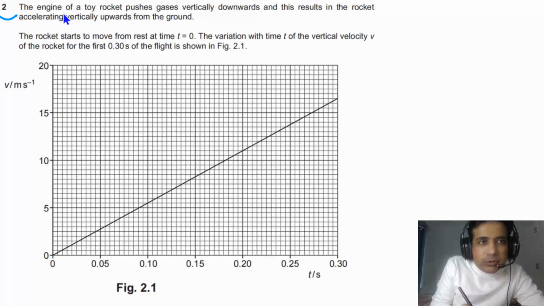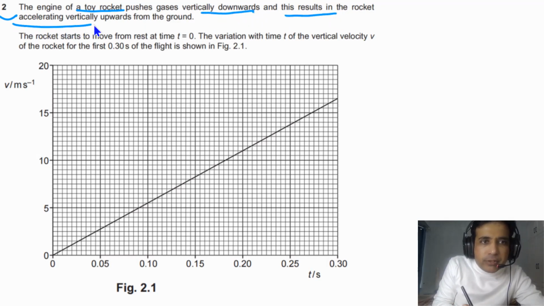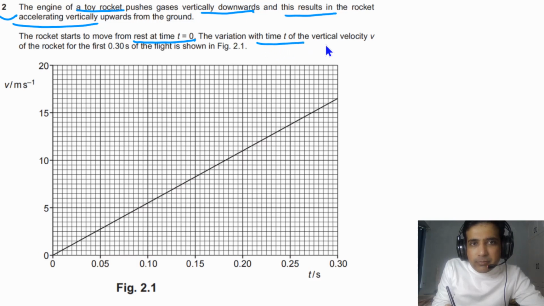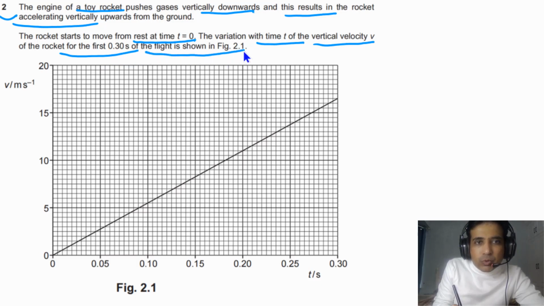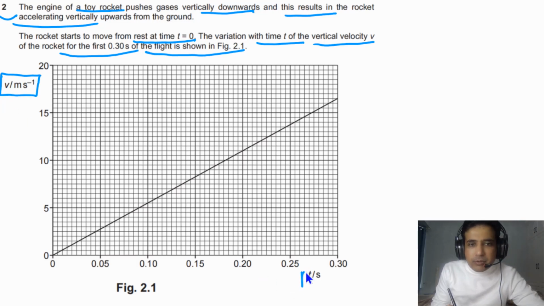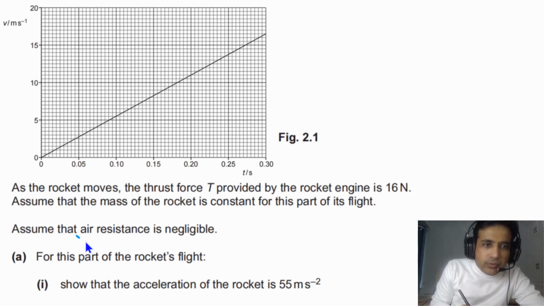For question number 2, it is given to us: the engine of a toy rocket pushes gases vertically downwards, and this results in the rocket accelerating vertically upwards from the ground. The rocket starts to move from rest at t equal to 0. The variation with time t of the vertical velocity v of the rocket for the first 0.30 seconds of the flight is shown in figure 2.1. Here we have vertical velocity on the y-axis and time on the x-axis. It is also given that resistance we can assume in this case is negligible.